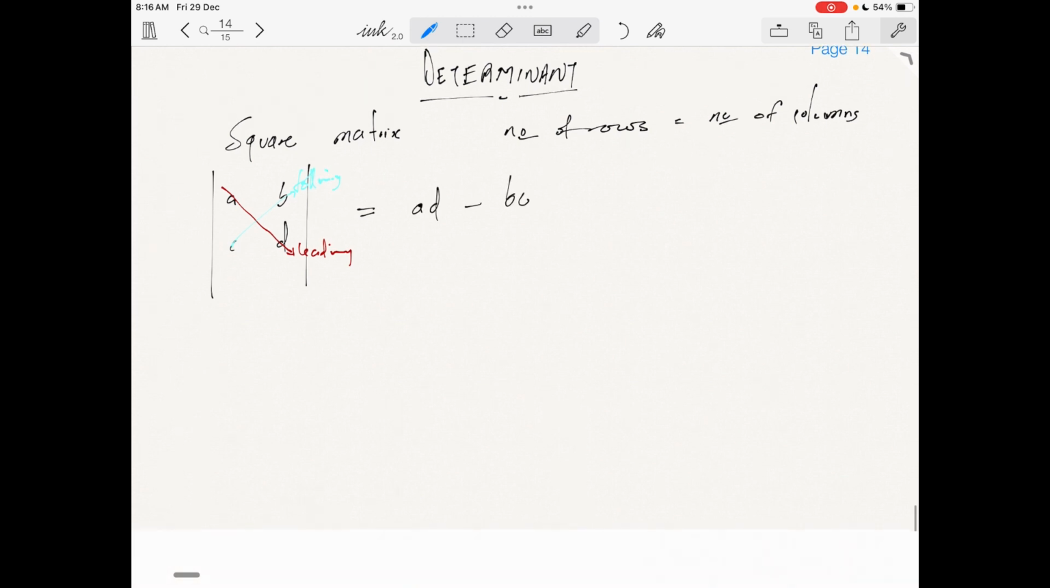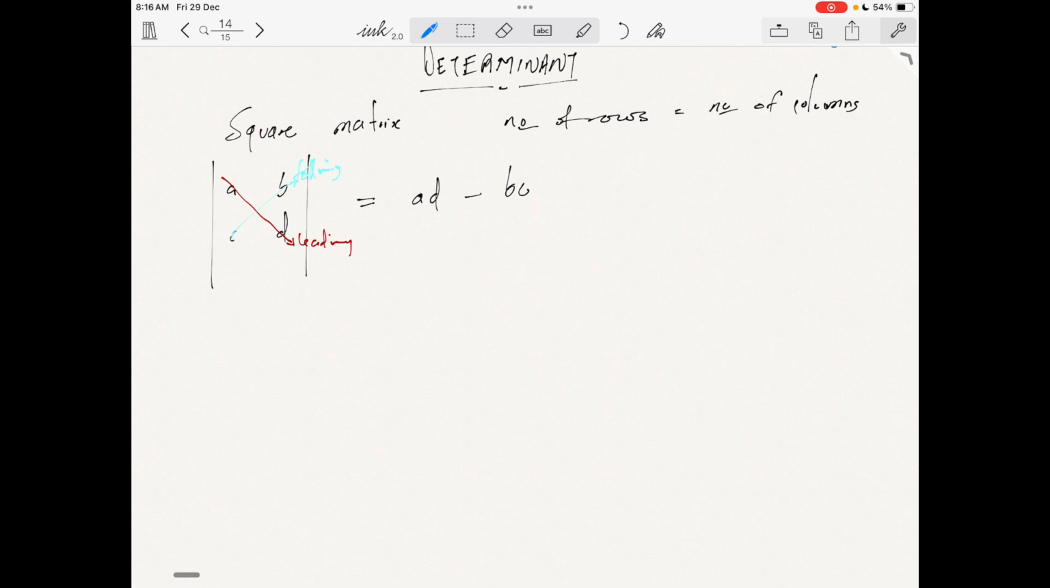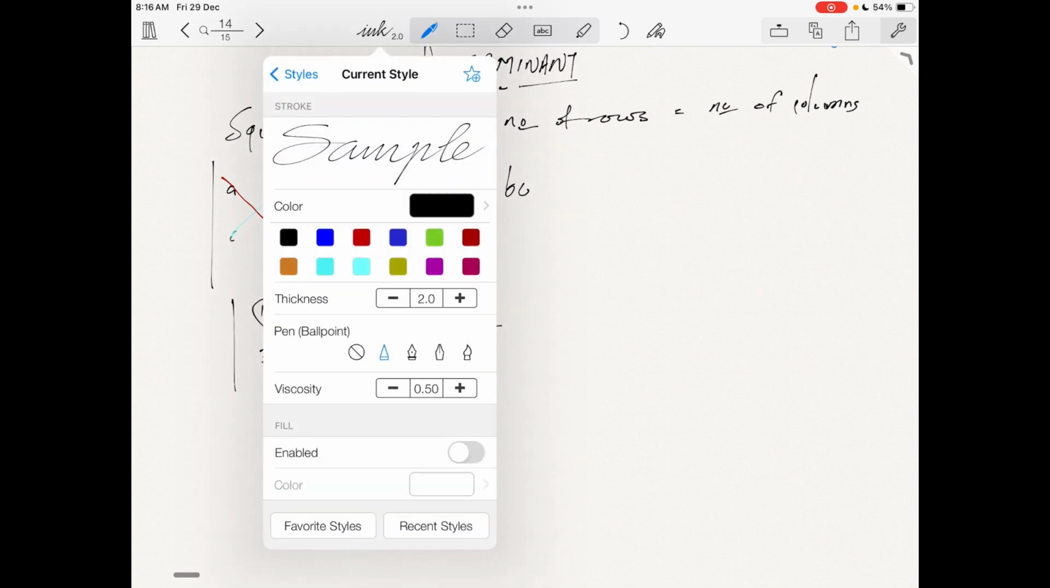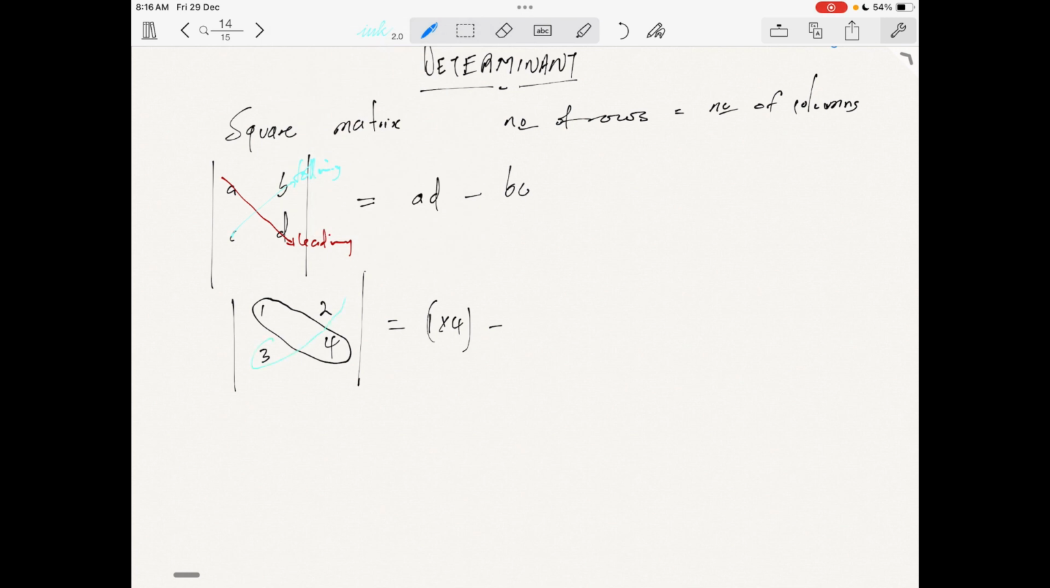Let's take, for instance, 1, 2, 3, 4. The leading diagonal in this case is 1 and 4, that's 1 multiplied by 4, minus the following diagonal, which in this case is 3 and 2, minus 3 times 2. So that will give us 4 minus 6, and that will give us minus 2.